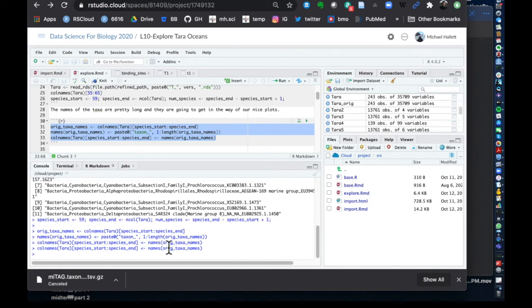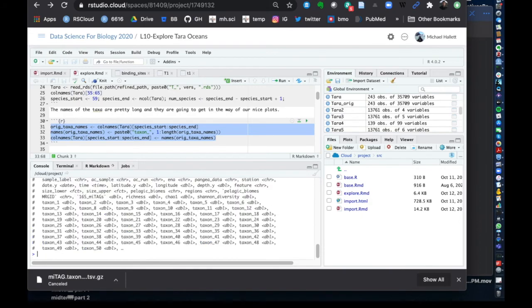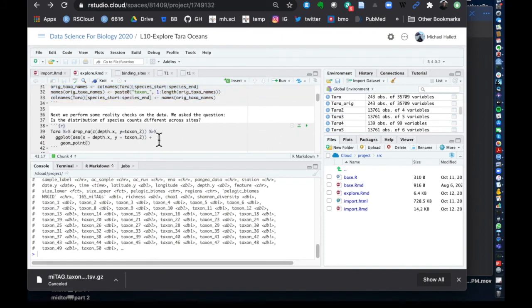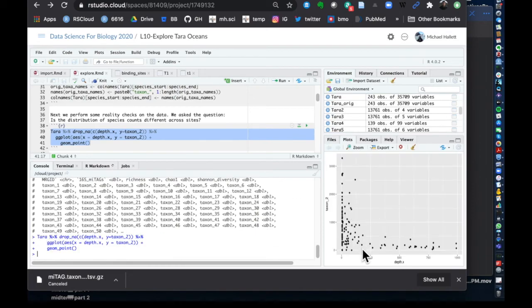All right. So if I look at the table now, all the taxa are basically just taxon 1 up to the end. No problems. Okay, and we can do some reality checks on these. For example, I could just plot the depth that a sequence is taken at across taxon 2. So if I do that, I can see that here I have the depth, and these are the taxa.